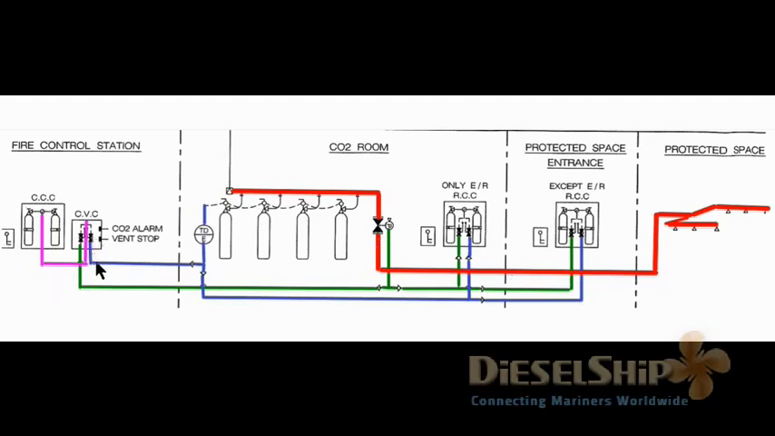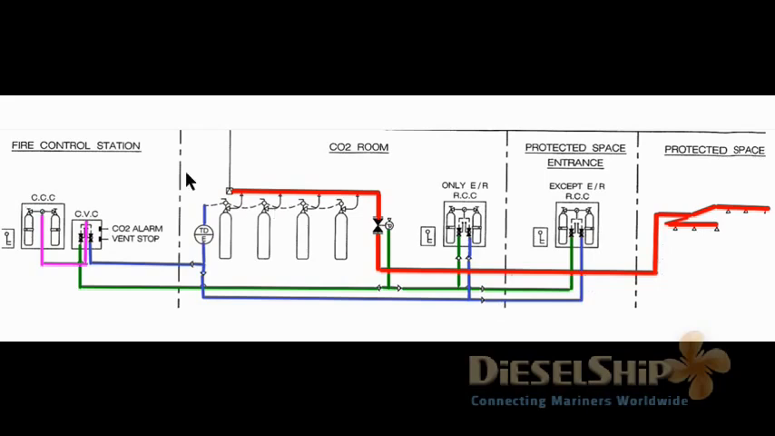Similarly, the other line, let's trace the blue line. It goes through a check valve or non-return valve, through a time delay unit, to open the main CO2 bottles in the CO2 room. And as the CO2 is released, follow the red line. The main distribution valve is open now, and the CO2 just goes out, and the engine room space is getting flooded.